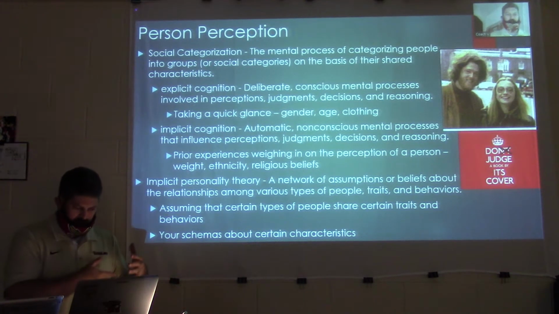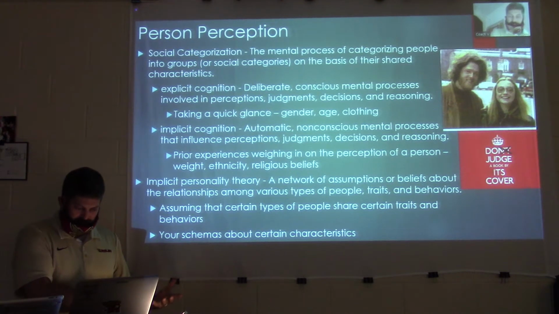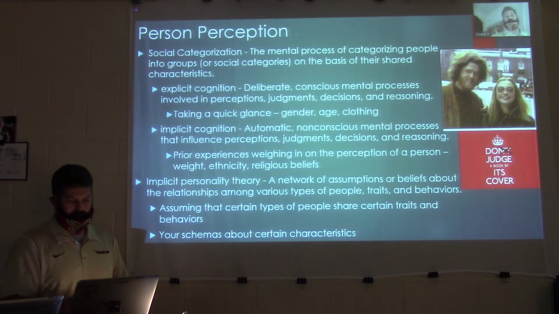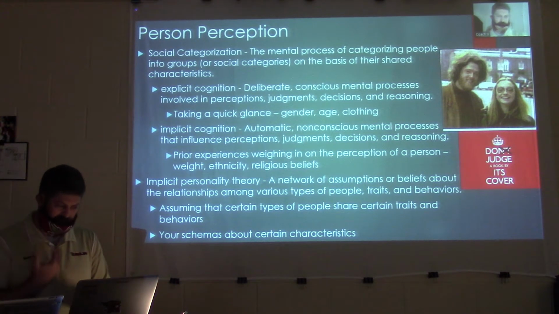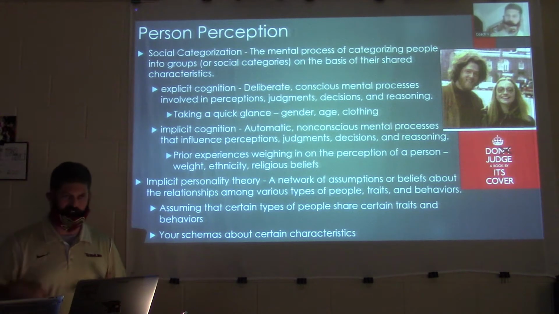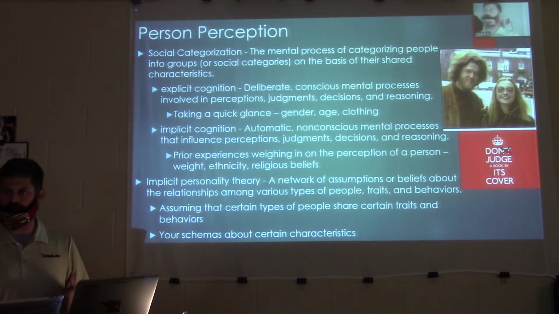All right, so explicit cognition is deliberate, conscious mental processes involved in perception, judgments, decisions, and reasoning. So taking a quick glance, you see gender, you see age, you see clothing, and then boom, you say they belong to this particular group. You categorize them.